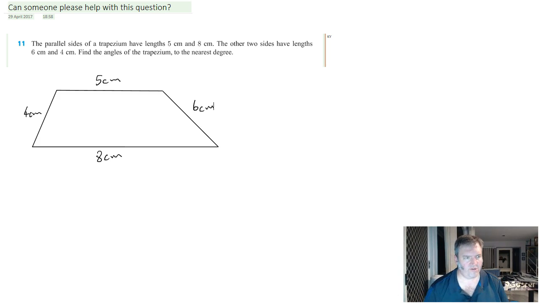Alright, this is question 11 from exercise 11b, our cosine rule exercise. This is a pretty tricky one, I'm not going to lie. This one here, we've got a trapezium. How can I find all of the angles? Find the angles of the trapezium to the nearest degree.